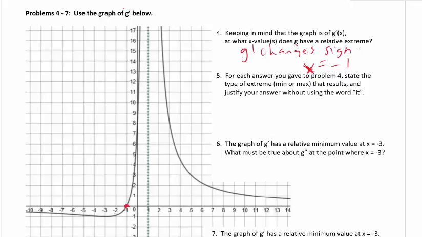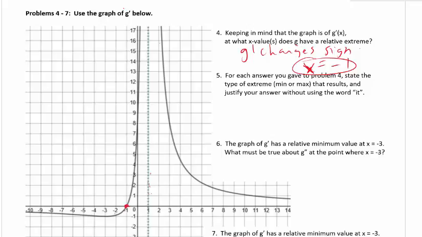We also see g prime is undefined when x is 1. However, g prime is above the x-axis on both sides of that x value, so there is no sign change in g prime. There are no other undefined values or x-intercepts for g prime, so that tells me -1 is the only x value that's going to give a relative extreme for the parent function.